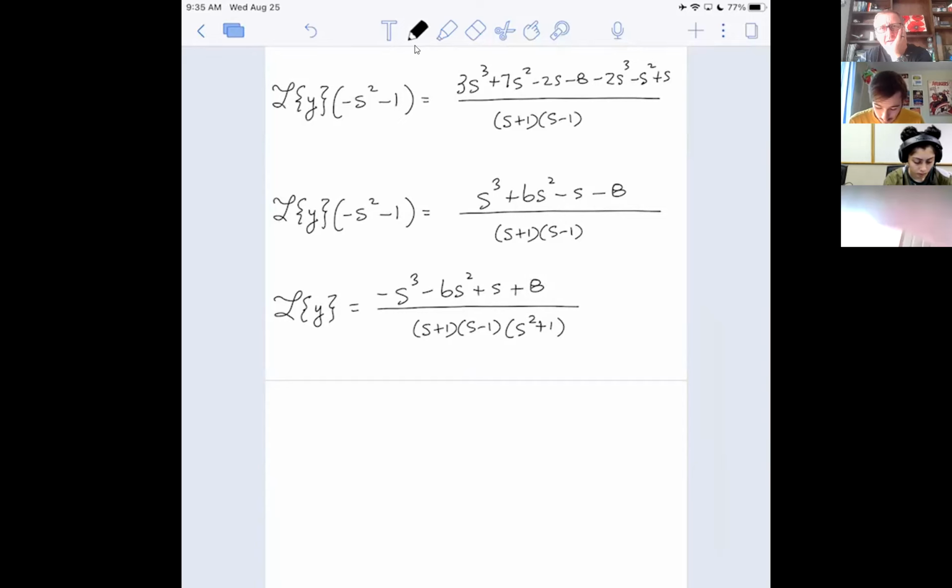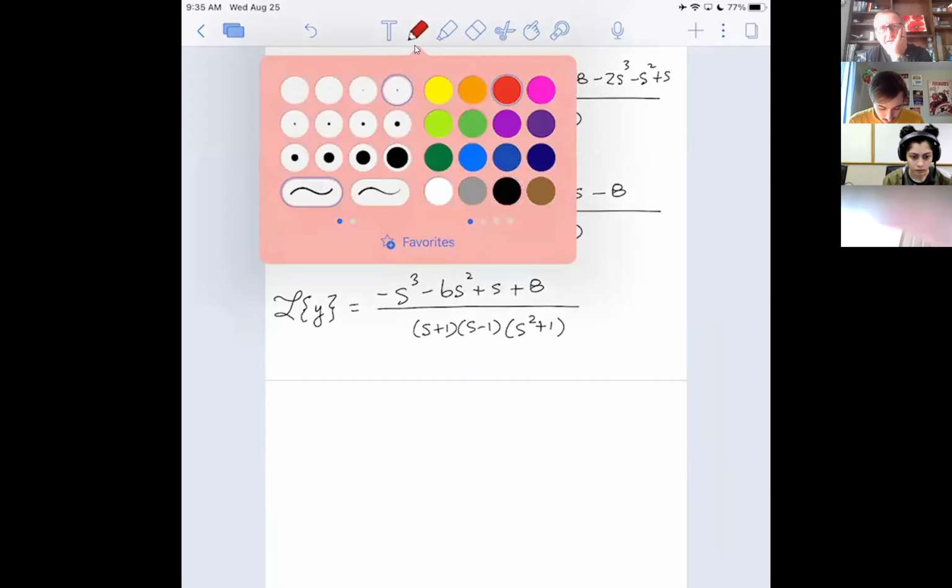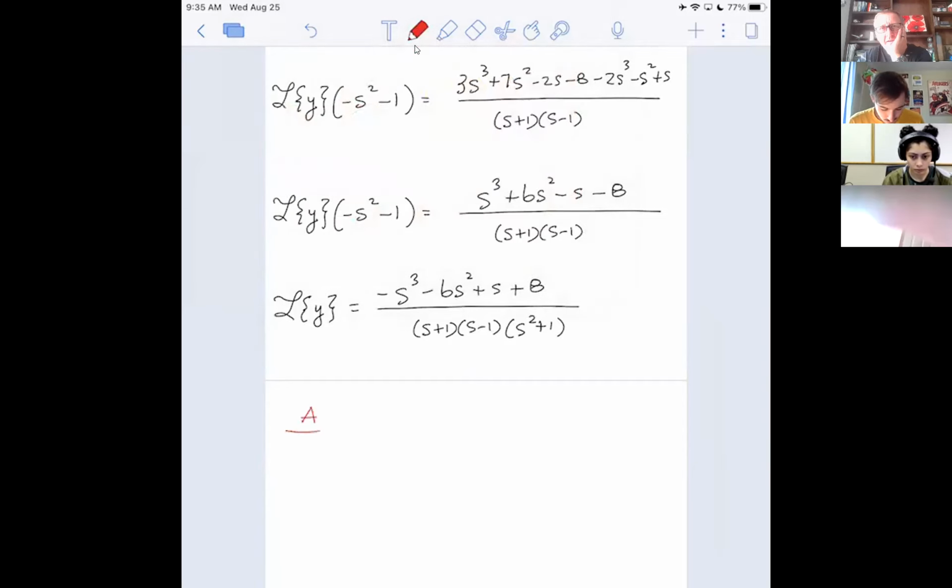And so then can you decompose this? Seems like it's time to change colors. So the s plus 1 would have that term. The s minus 1 would have that term. What goes on the top of s squared plus 1? What's my guess up there? Cs plus D. Cs plus D, one lower.